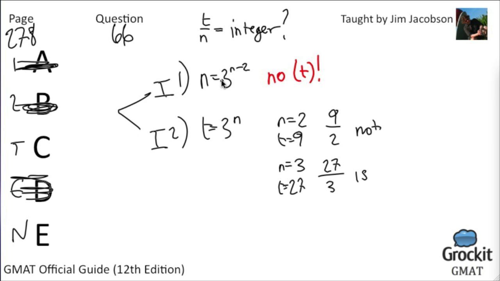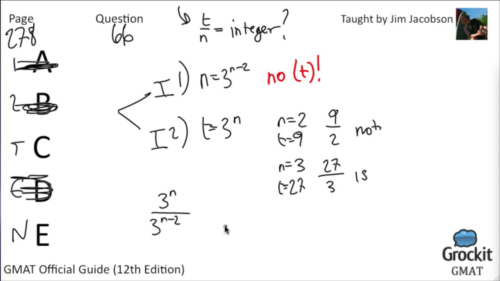All that's left is the two in conjunction. So we have n equals 3 to the n minus 2 and t equals 3 to the n. The original question, though, is asking what is t divided by n? And so that's our way into this one. t divided by n, we have 3 to the n divided by 3 to the n minus 2. The reason this is convenient is that we have two exponents of the same base, so that makes our life a lot easier.